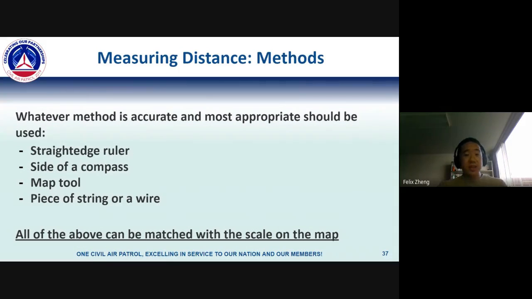We can use various methods to measure distance on a map. Whatever method is accurate and most appropriate should be used. You can use a straight edge ruler. The sides of some compasses will also have rulers. You can use a map tool. You can use a piece of string or a wire or anything that you can use. The objective is you just get a distance between those 2 points, and then you can compare that to the scale that should be included on your map. So we have a couple examples that we can go through.